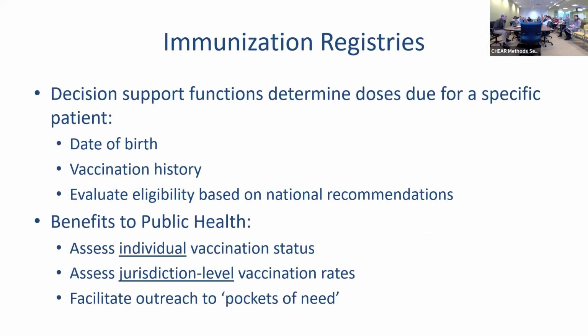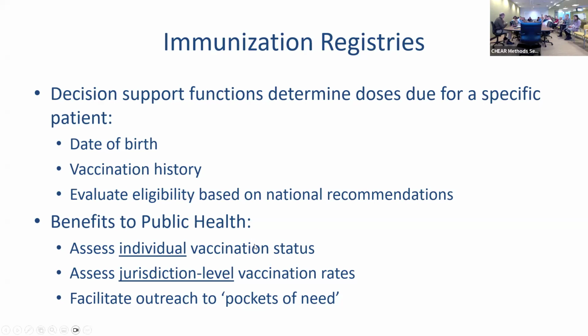Well, there's a couple of other interesting and important features of immunization registries. One of them is a decision support function, which is actually really crucial. It's kind of the brains of the registry that takes all that information and says, guess what? If I know your date of birth and if I have your complete vaccination history, I can apply a set of national recommendations, let's say in the form of the Advisory Committee on Immunization Practices, the ACIP recommendations, and I can say whether you're up to date or not for a given vaccine or a series of vaccines. So what's the benefit to public health?